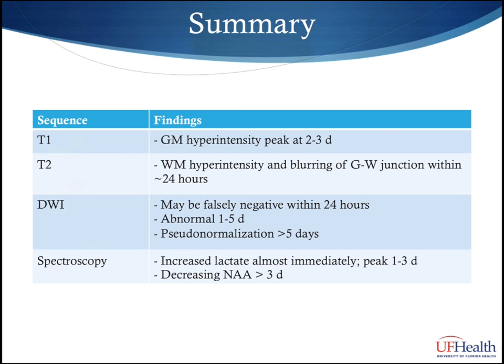So here I've summarized the imaging findings that we've just talked about. The T1 weighted sequences are good at evaluating gray matter injuries seen as hyperintensity from calcium shift. These findings typically appear at 2 to 3 days. The T2 weighted sequences ideally show white matter hyperintensity and blurring of the gray-white junction in the setting of underlying white matter injury. These findings are usually present beginning at approximately 24 hours. The diffusion weighted imaging shows increased signal on the diffusion maps with corresponding decreased signal on the ADC maps. These findings may be falsely negative within 24 hours and may normalize after 5 days, resulting in an ideal imaging time from 1 to 5 days.